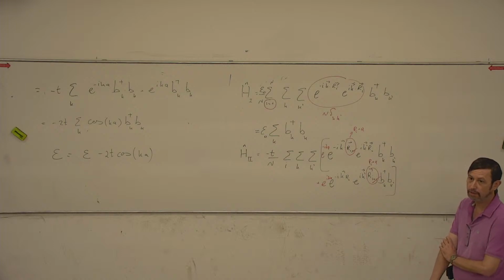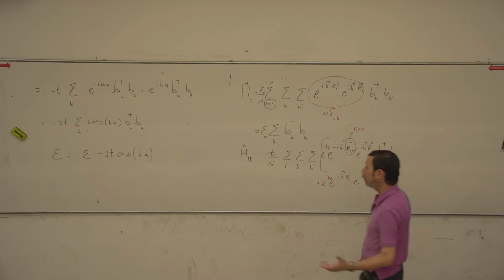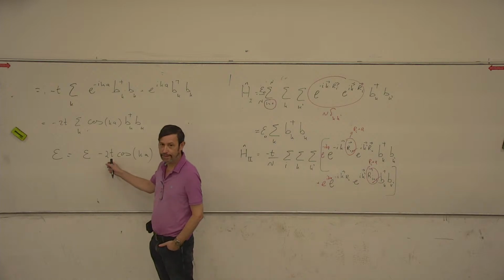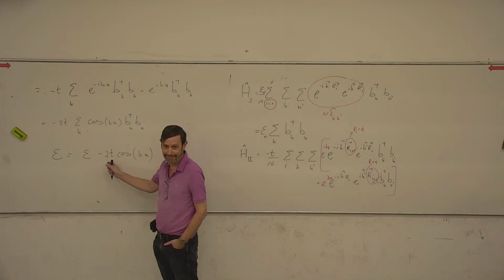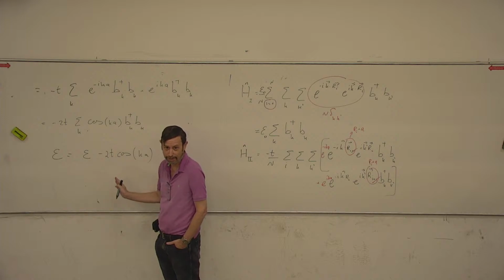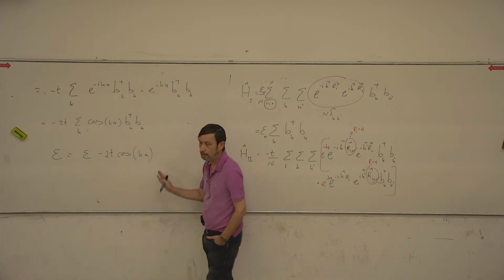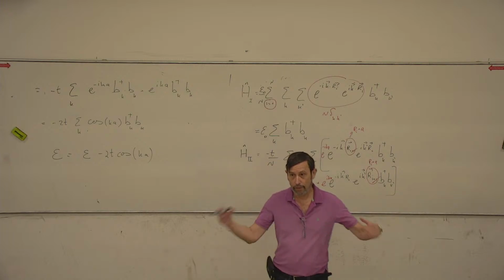Same as the tight binding. Exactly the same result, up to identifying T with gamma. And we have the same connection with the mass that we met for tight binding. So everything is closed.